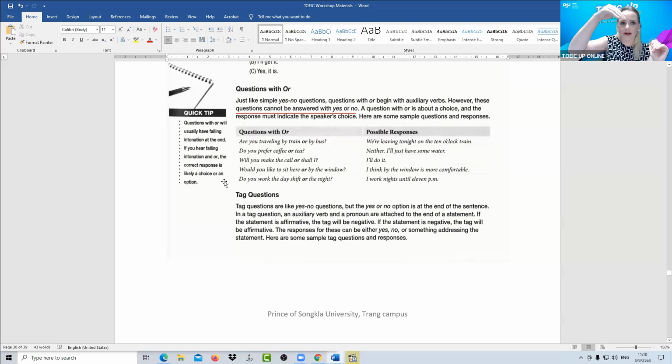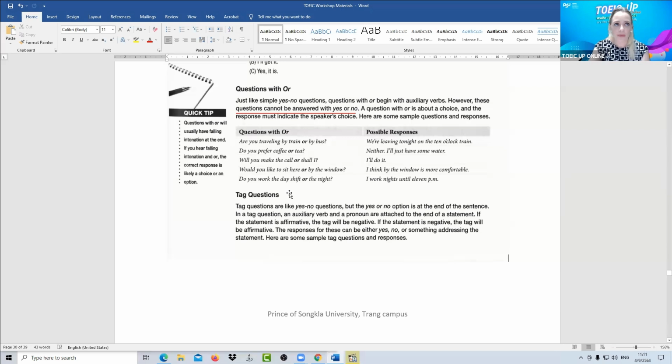What they mean by falling intonation is, for example, if you ask a yes-no question, would you like some coffee? Coffee goes up. The intonation goes up. Okay, so if you hear the intonation goes down, for example, would you like some coffee or tea? Tea doesn't go up, right? You don't say, would you like some coffee or tea? That doesn't work. So it usually has a falling intonation. That's another thing you can listen for, is intonation.